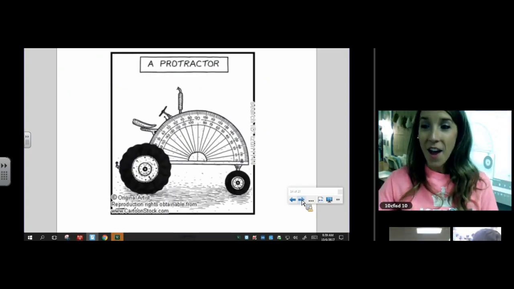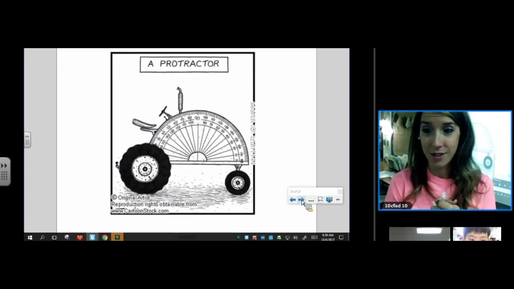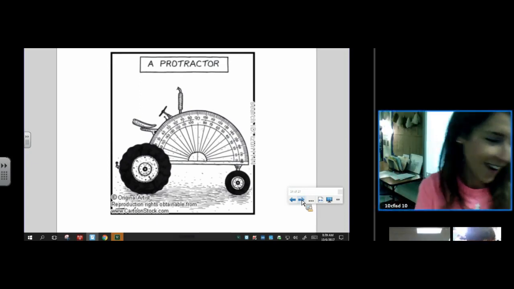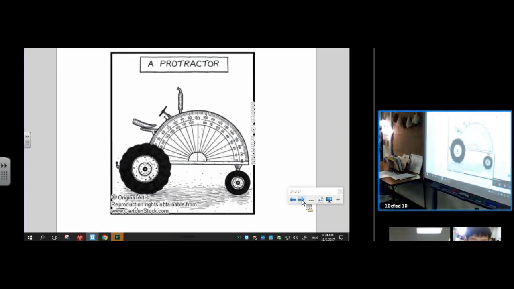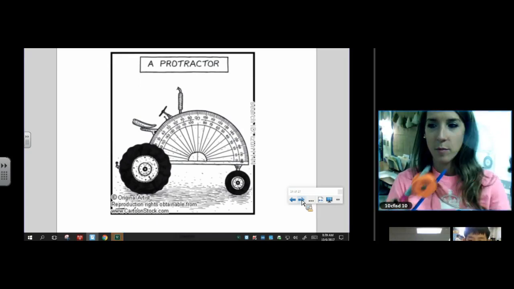Okay, now we're going to talk about measuring, copying, and bisecting angles. A protractor, get it? Tractor. Ha ha ha. So some people get these tools mixed up, so I want to make sure we know their names. So we've got protractor, compass.